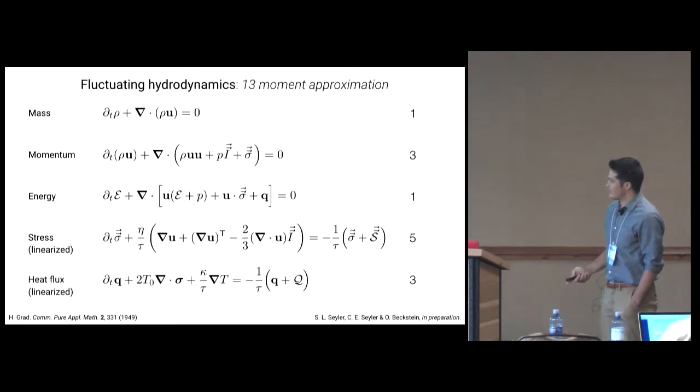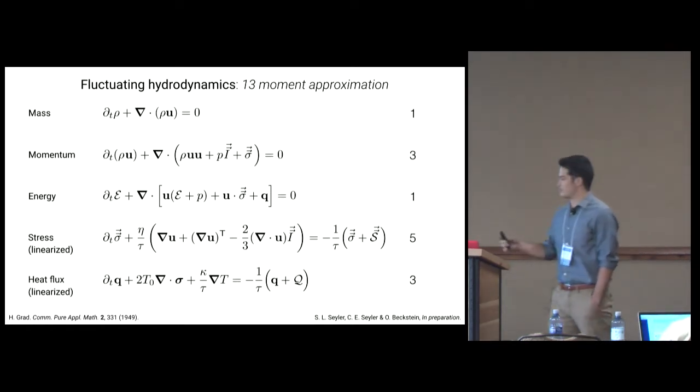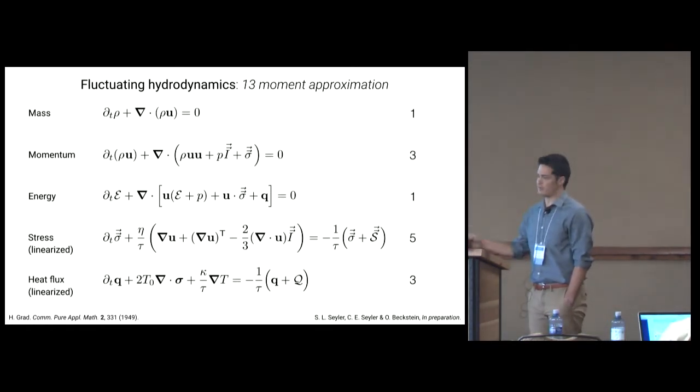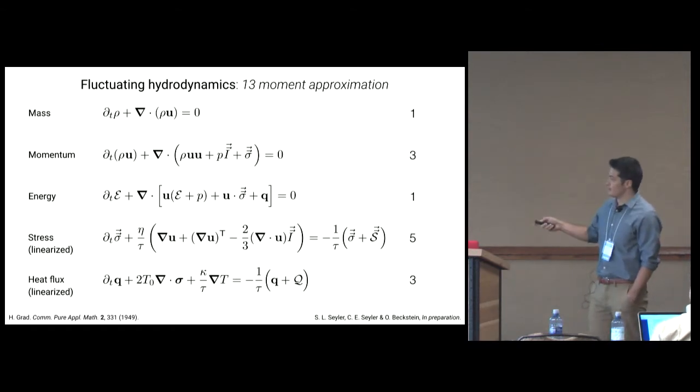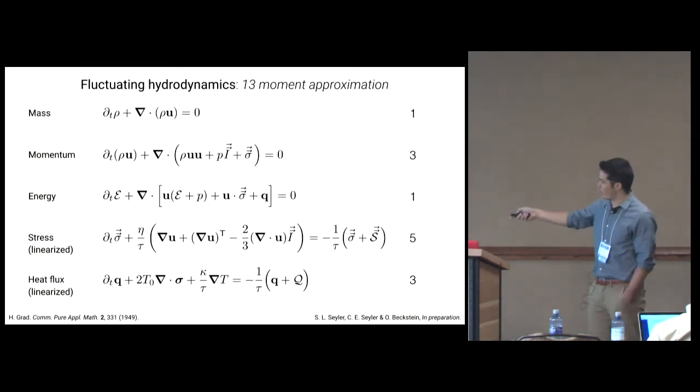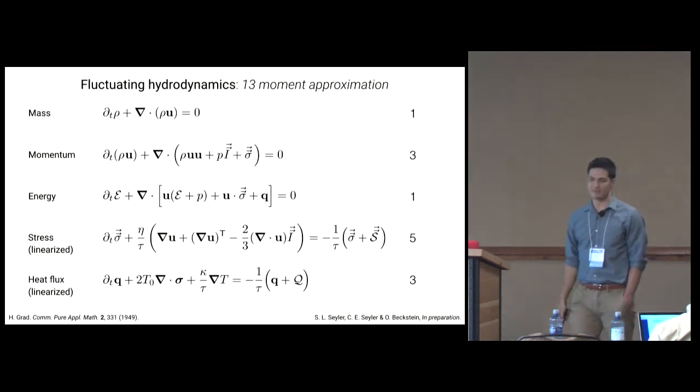I can also add in heat flux, and then I get this so-called 13 moment approximation. The full nonlinear theory actually has been worked out in like the 1940s or late 1940s, by Harold Grad. And this is actually the approach I took and am taking to do fluctuating hydrodynamics, where I intentionally choose tau to be smaller than my time step.